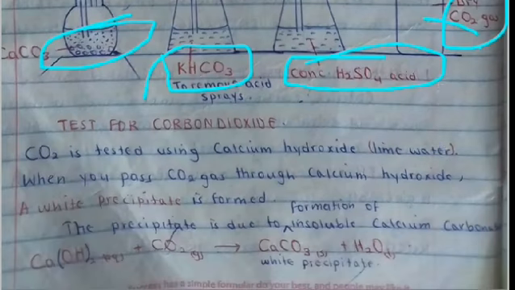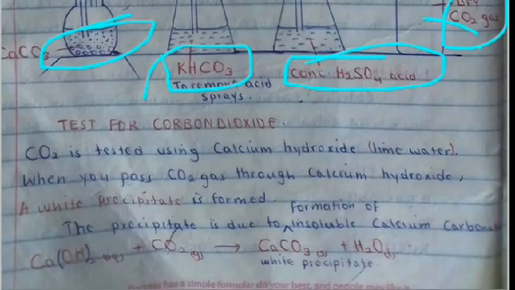Now, how do we test for carbon dioxide gas? How do you know that this one is carbon dioxide gas? That is another important question which we need to know. Carbon dioxide is tested using calcium hydroxide, or the one which we call lime water. So it is tested using lime water, calcium hydroxide.